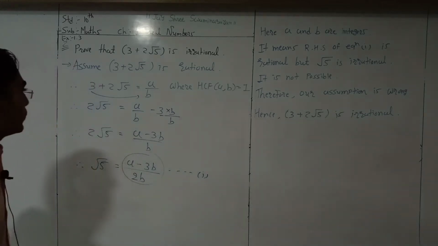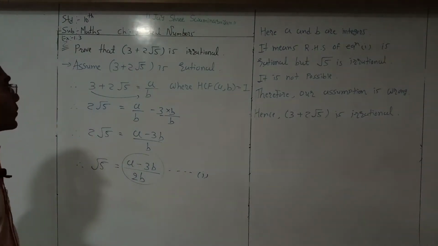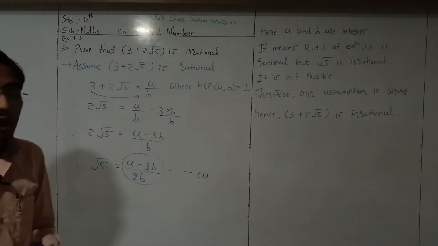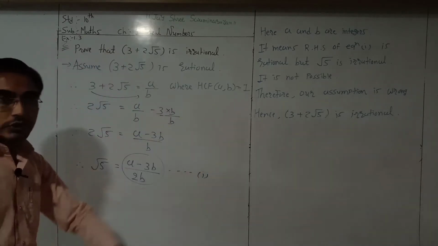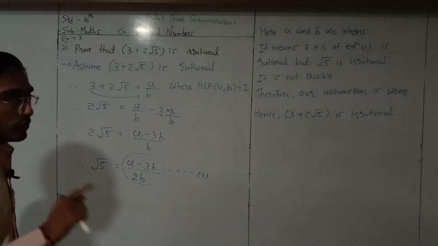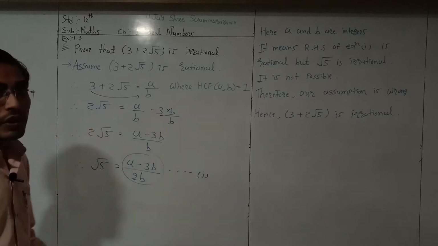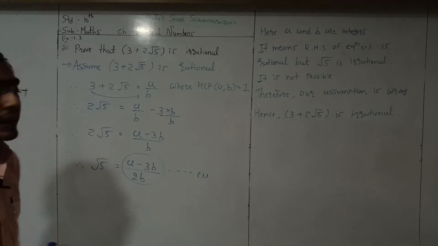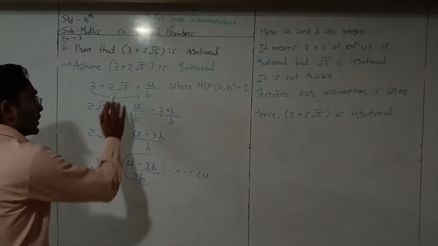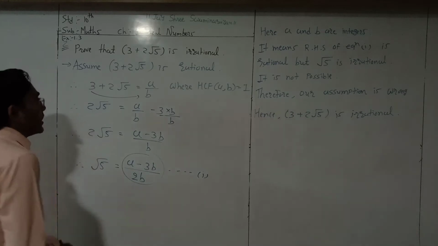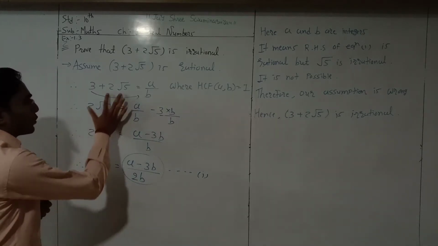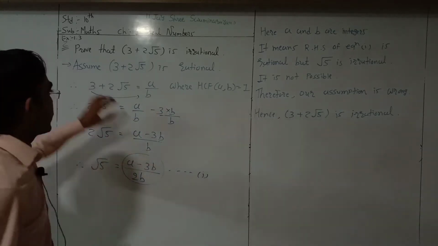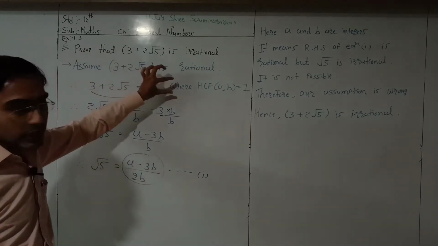Okay, now from here we just want under root 5 on the left hand side. All the other things we need to transfer to the right hand side. Okay, on the left hand side we only want under root 5. Other things, 3 and 2, we need to transfer to the right hand side. So here 2 under root 5 as it is. First of all transfer this 3 to the right hand side.